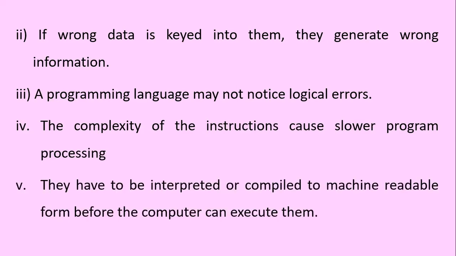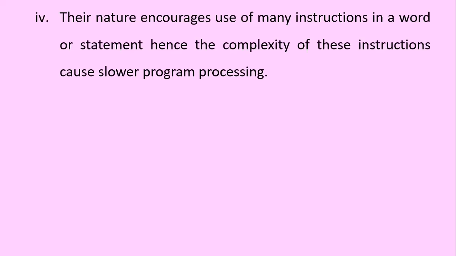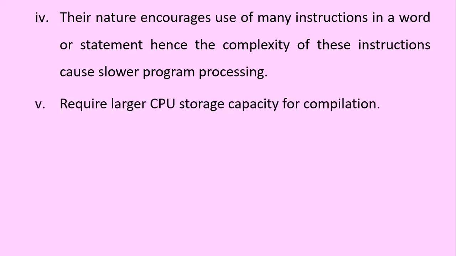Number five, they have to be interpreted or compiled to machine-readable form before the computer can execute them. Number four, their nature encourages use of many instructions in a word or a statement. Hence, the complexity of these instructions cause slower program processing. Number five, they require large CPU storage capacity for compilation.